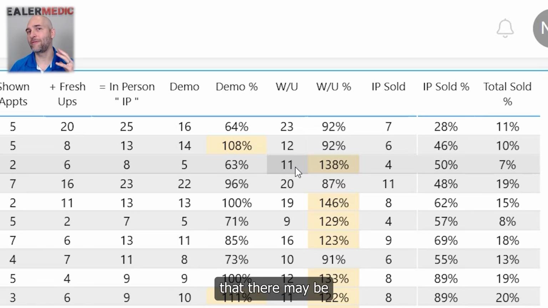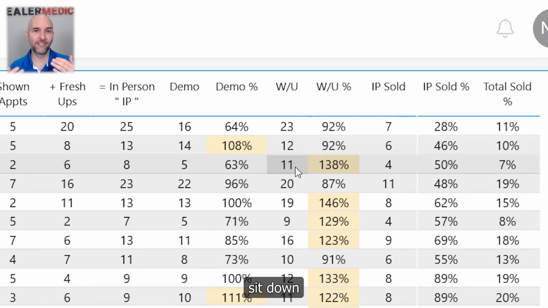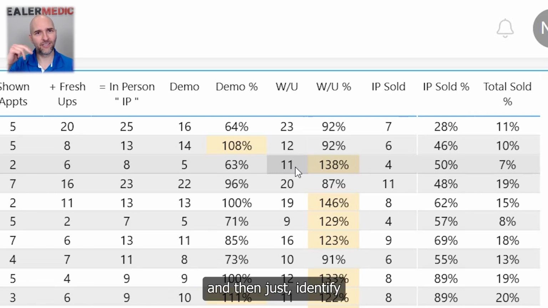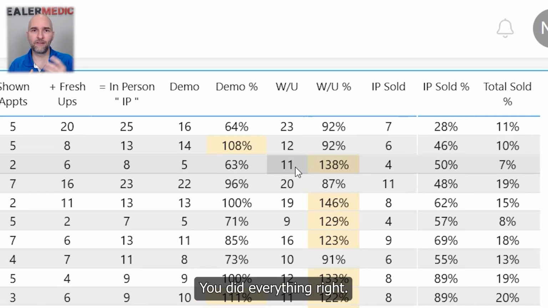We're just saying that there may be some shenanigans happening that you might want to sit down with your salesperson and identify. Maybe there's a coaching opportunity there, or maybe it's like, oh, you know what? You did everything right. Good. We just wanted to make sure, so you can sell more cars.